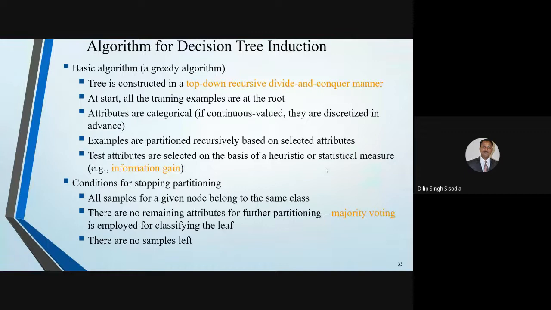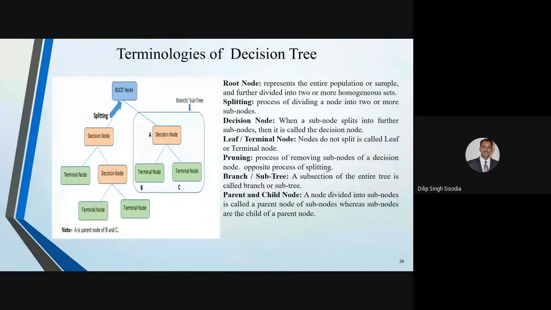And we will stop this formation of the tree, or this partitioning, when all samples for a given node belong to the same class, so there is no possibility of further splitting, or when there are no remaining attributes for further partitioning, or when there are no samples left. So these are the different conditions for stopping. Now some basic terminologies of a tree.